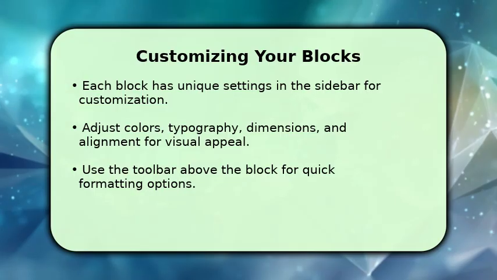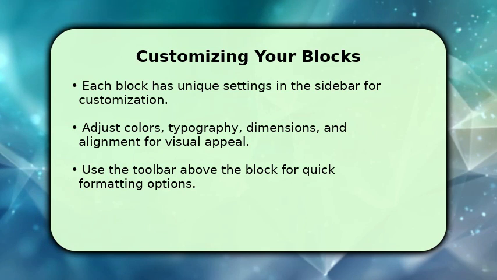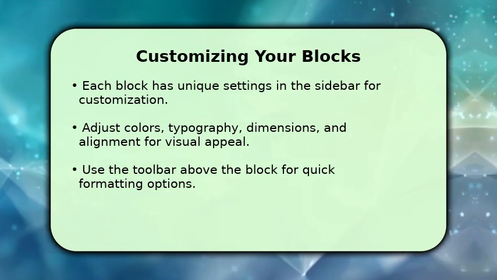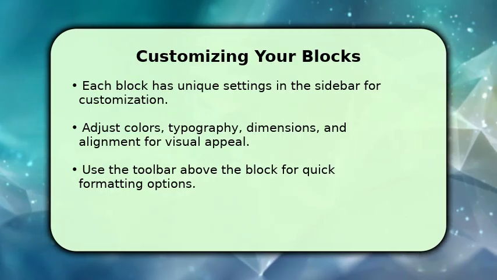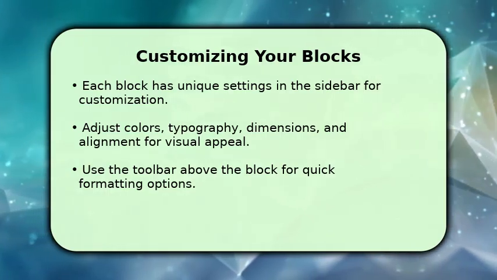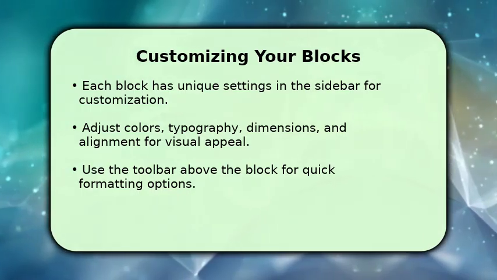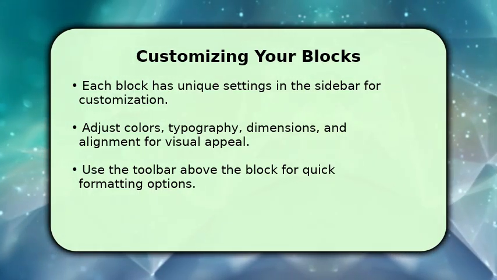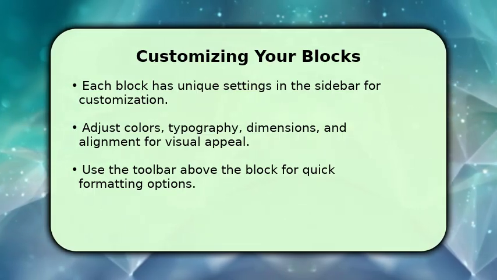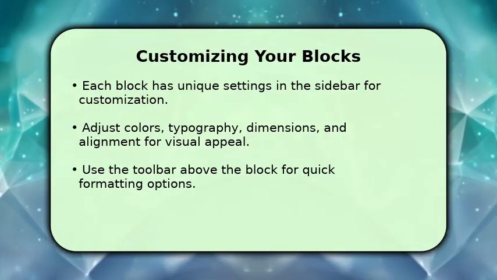Customizing your blocks is where your creativity truly shines. Every block comes with its own set of unique settings, typically found in the sidebar on the right side of your screen. Here, you can adjust everything from text colors and font sizes to padding and margins, giving you fine-grained control over your design. A convenient toolbar also appears directly above each block, offering quick access to common formatting options like bolding text or changing alignment.